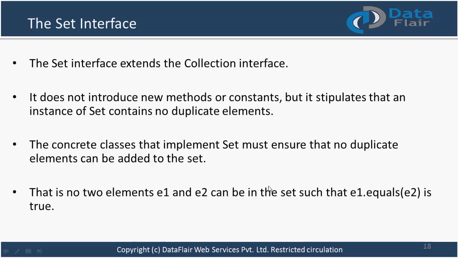Then the next one we have is the set interface. Set is an interface in which you will have only unique elements. Unlike list, where you can have duplicate values, set will have only unique values. In order to create an object of the set interface, we have to use something called HashSet. In a set, if you have two elements E1 and E2, then under no condition will you find E1.equals(E2) to be true. That means all the elements are unique.